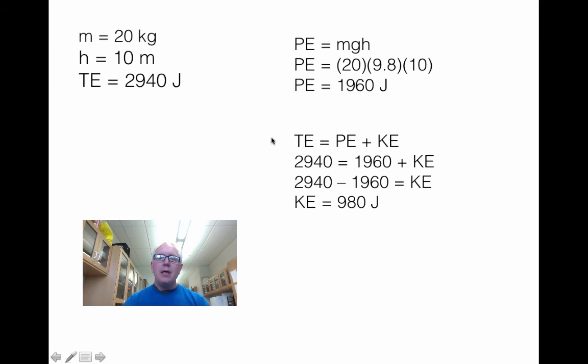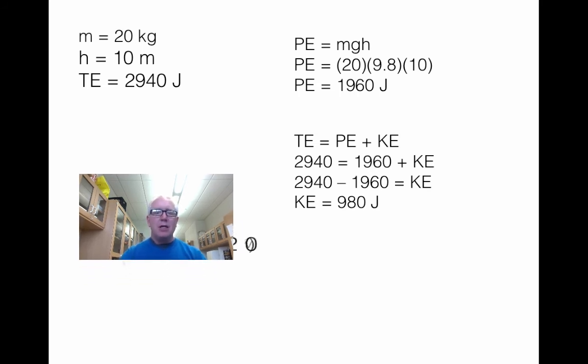So I can backtrack now to figure out the kinetic energy. I know the total energy, 2940. Potential energy is now 1960. Whatever's left over here, or the kinetic energy, had to pick up where the potential energy dropped. So by subtracting off the 1960, I can see that my kinetic energy is 980 joules. That's a little confusing perhaps. If it is, bring your questions back to class, and we'll see what sense we can make out of it.